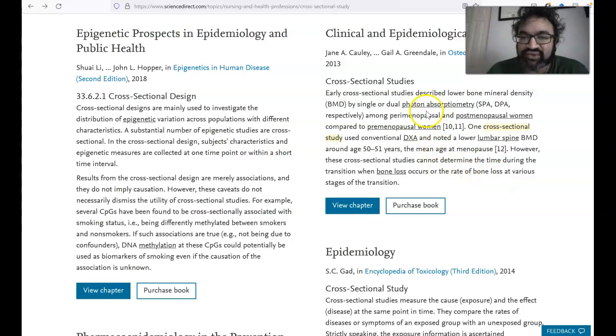Then another cross-sectional study is on bone mineral density. And that's done through a DEXA scan conventionally, and they also noted a lower lumbar spine bone mineral density.